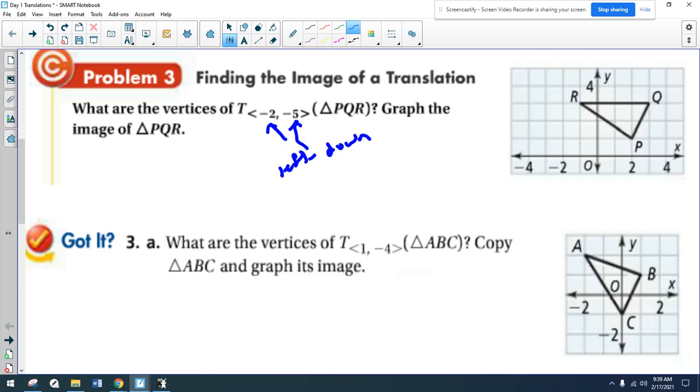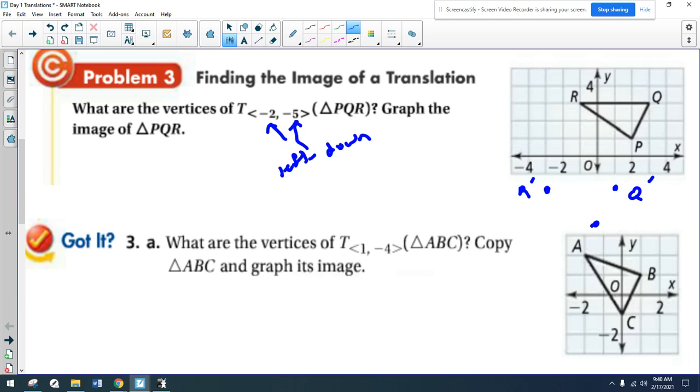Okay, so I've got negative 2, which means left 2, and then the minus 5, which means down 5. So every single dot over here, I'm going to start with the R. So with this, I'm going to be moving it left 2, and then down 1, 2, 3, 4, 5. So this would be my new picture, which we'll call R prime. You got to use the apostrophes with it. Same thing with Q. So I'm going to go left 2 and down 1, 2, 3, 4, 5. So this is going to be my Q prime. Finally, P, left 2, down 1, 2, 3, 4, 5.